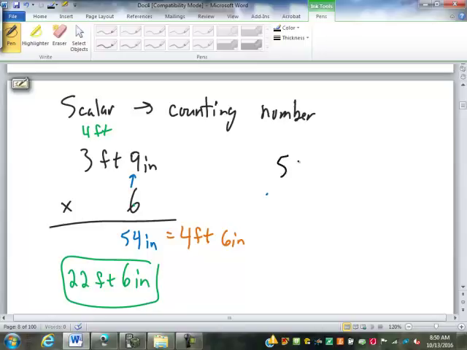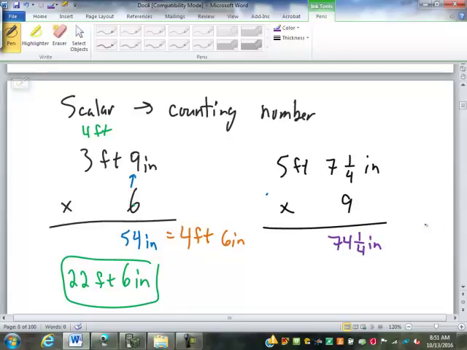So we might have 5 feet, 7 1/4 inches, times 9. Seven 1/4 times 9 is 74 1/4 inches. Are there enough inches to make a whole foot? How many whole feet? 6 feet. 6 feet is how many inches? 72. 6 times 12 is 72. So out of the 74 1/4, there's how many left over? 2 1/4 inches. Good.